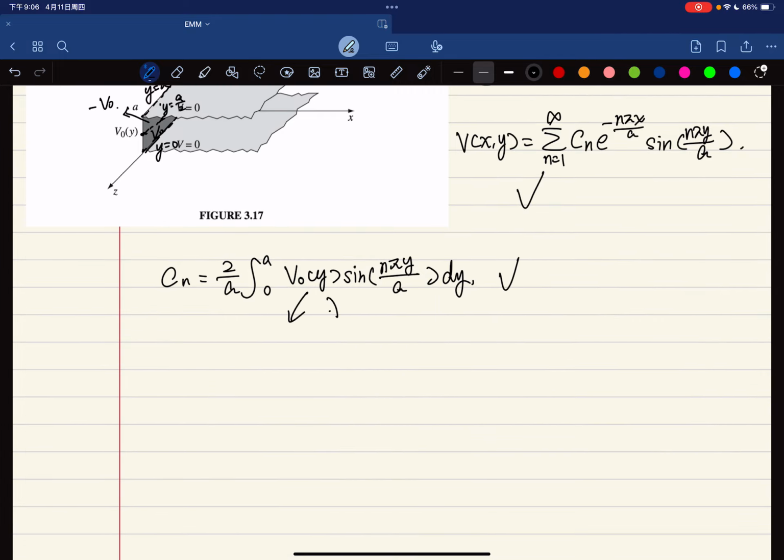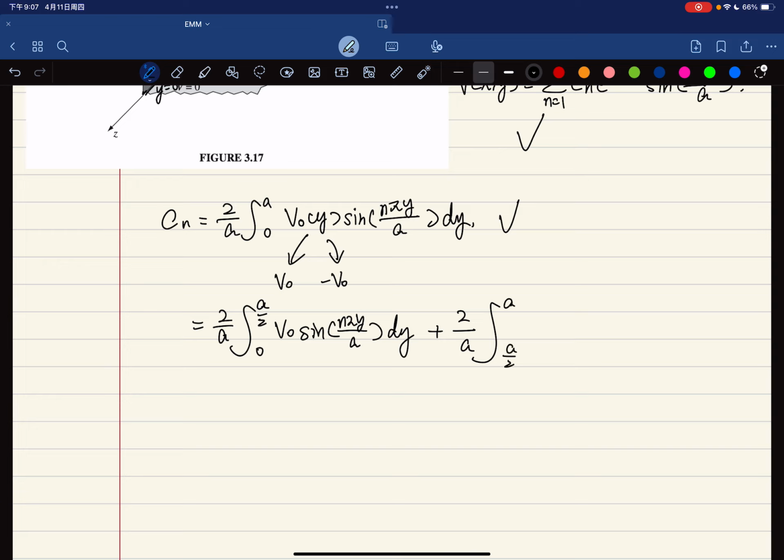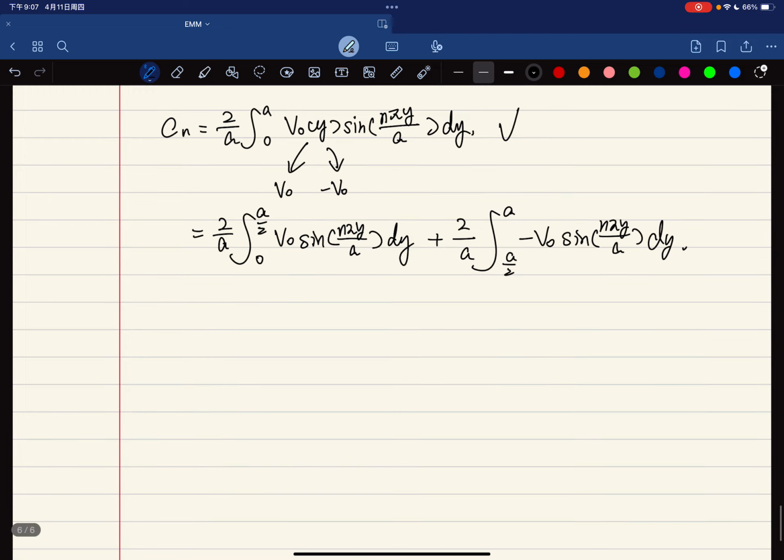Now things turn a bit different. Now we have v naught and negative v naught, so we need to split this integral into two parts. The first part is this. We have v naught and everything else is the same. Now we have the second part, negative v naught.